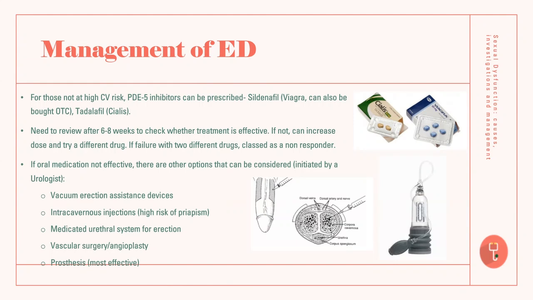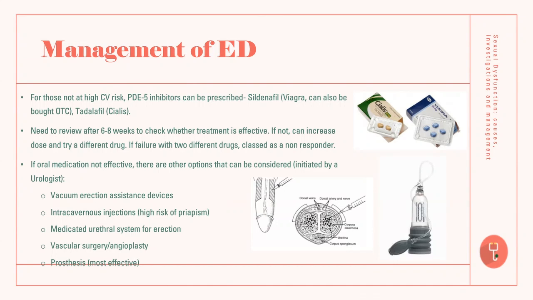If we are going to prescribe a PDE5 inhibitor for a patient, we need to review it after 6 to 8 weeks to check whether it's working. If it's not working, we could increase the dose or we could try a different drug. And if there's failure to respond with 2 different drugs, the patient would be classed as a non-responder and we might want to go on to more invasive management.